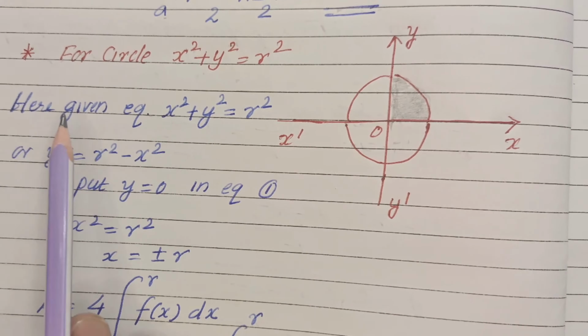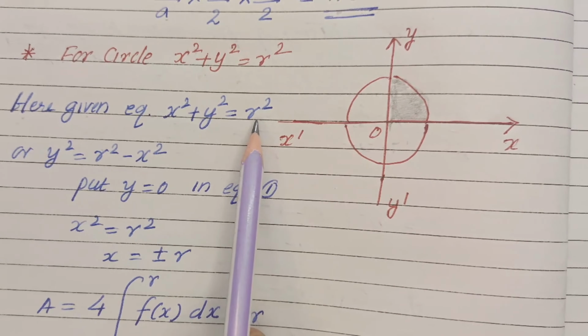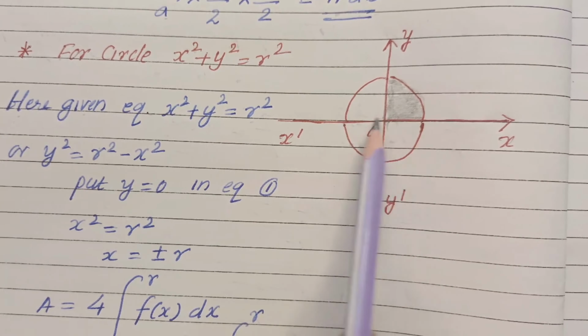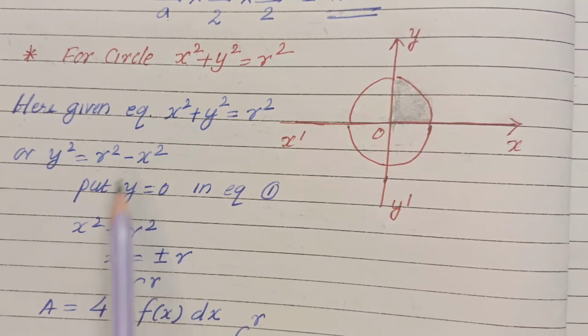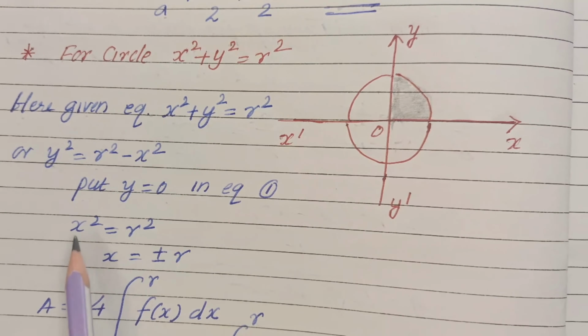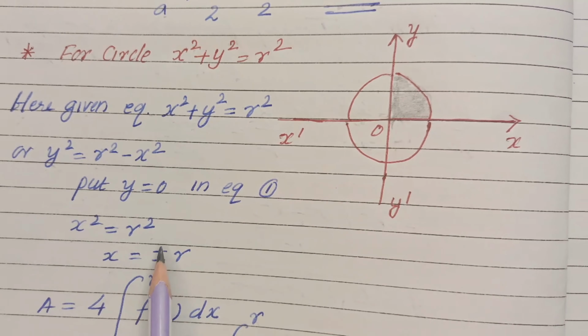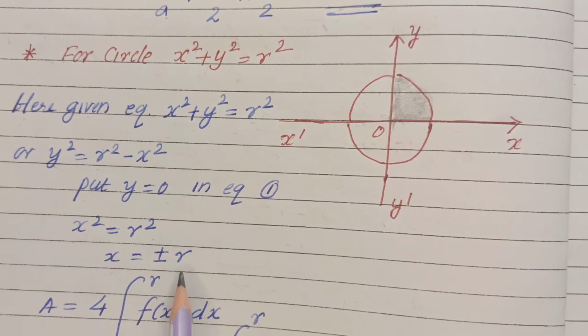So let's say the given equation is x square plus y square equal to r square. That's the formula we know for the circle. Then y square is equal to r square minus x square. Put y equal to 0, then what happens to the other value? You see that x square is equal to r square, then x is equal to either plus or minus r. So that's what we got.